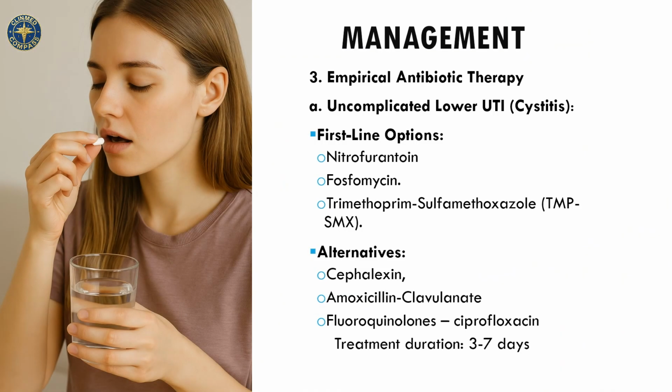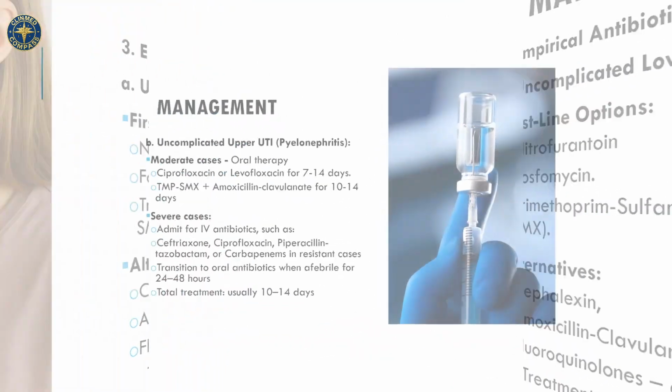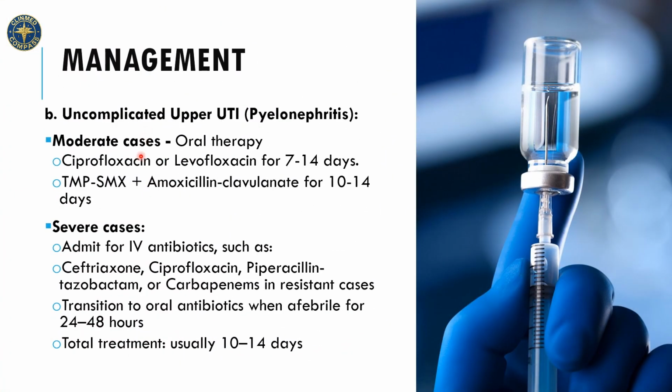For uncomplicated cystitis, first-line drugs include nitrofurantoin, fosfomycin, and trimethoprim sulfamethoxazole. Alternatives include cefalexin, amoxicillin clavulanate, ciprofloxacin. Treatment duration for lower UTI is between 3 to 7 days. In uncomplicated upper UTIs like pyelonephritis, in moderate cases, oral therapy will suffice.